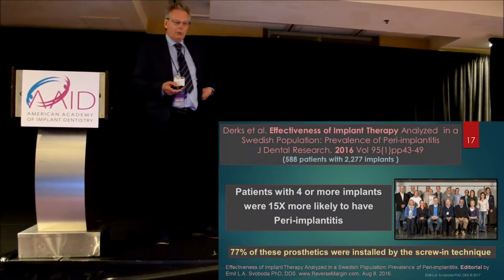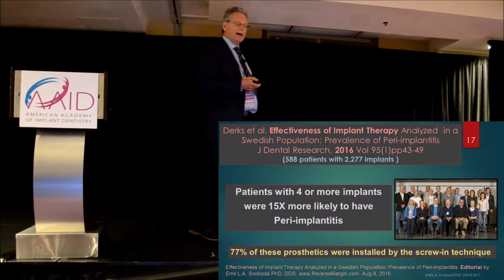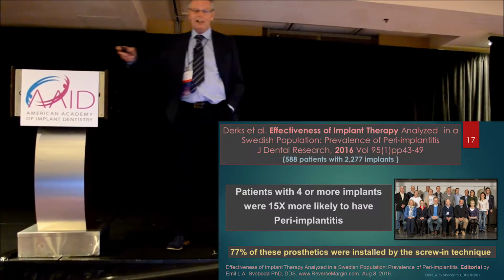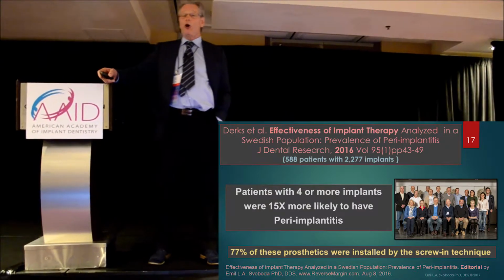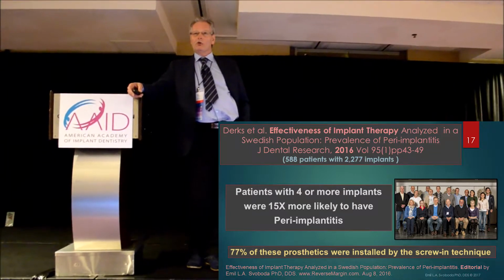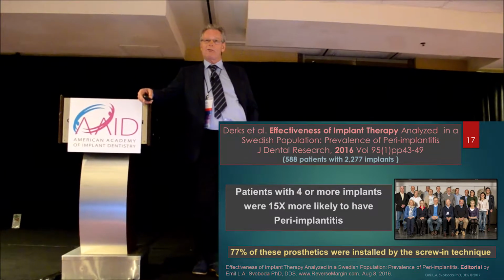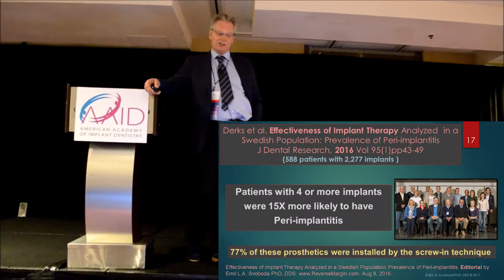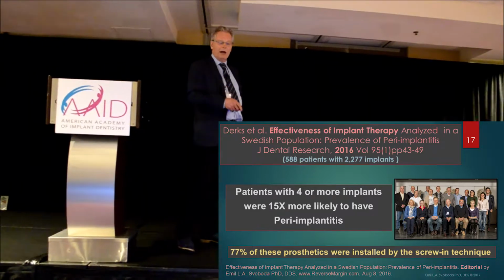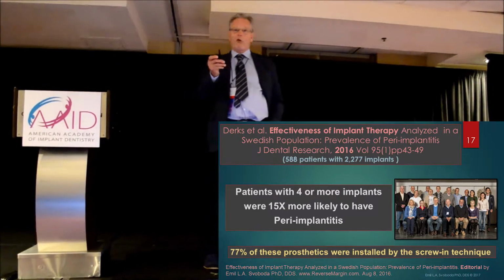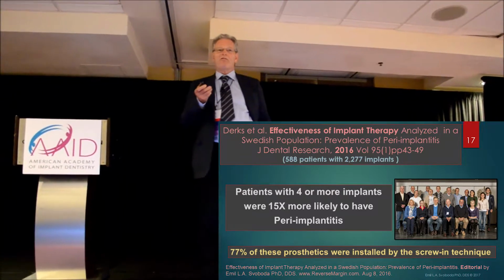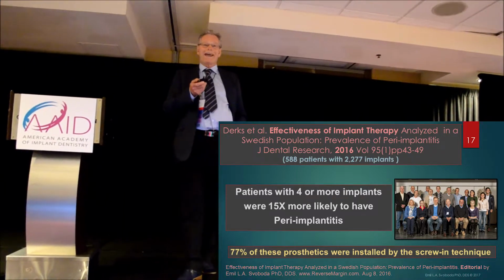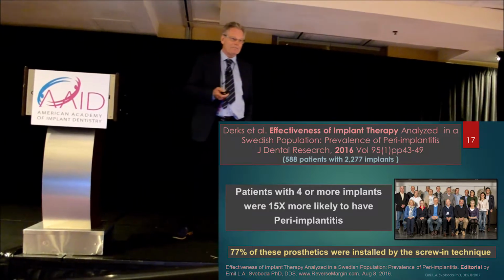Now, this Derks paper is really interesting, because the Royal College of Ontario sent 9,000 copies of this paper around to all the dentists in Ontario to warn them that the prevalence of peri-implant disease is high and we should maybe discuss it with our patients. The same group found that patients with 4 or more implants had 15 times the risk of peri-implantitis. Now, why would that be?